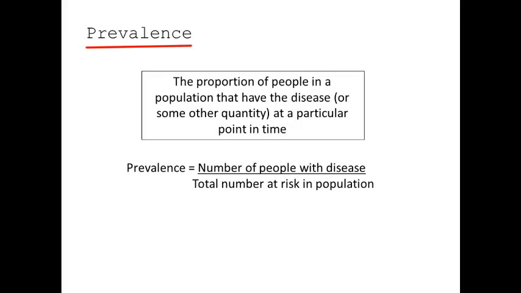Prevalence measures the proportion of people in a population that have the disease or some other quantity at a particular point in time. So it's a number of people with a disease divided by the total number at risk, and it's typically expressed as a proportion or a percentage or a number of cases per 10,000, 100,000, etc., whichever is clearer to present. So in the earlier example we looked at the percentage of people living with HIV, and in that example it was reasonable to assume that everyone was at risk in the population. So that was our denominator.